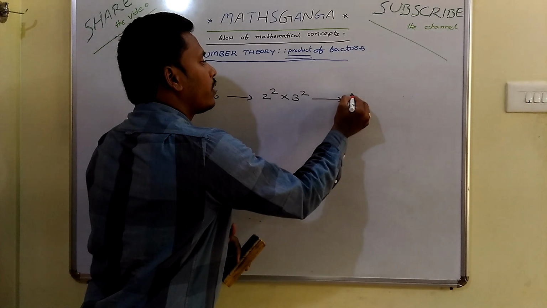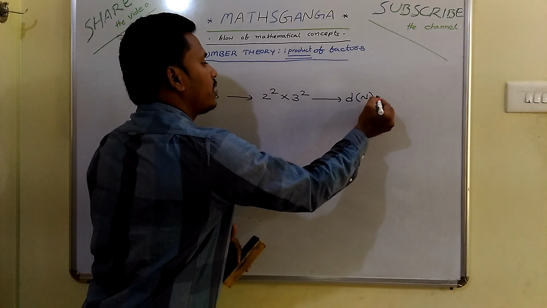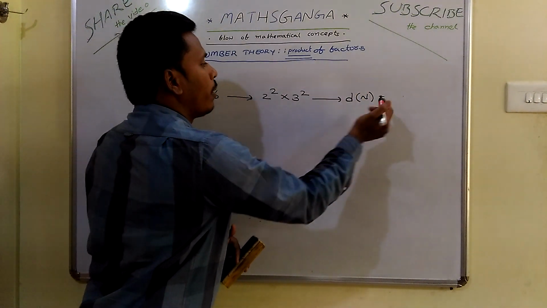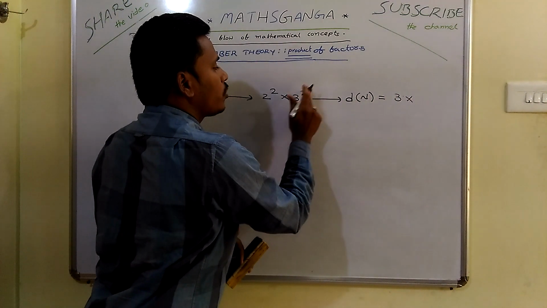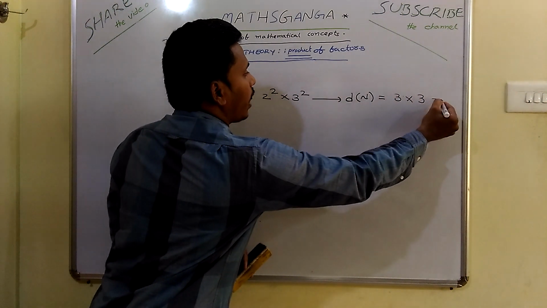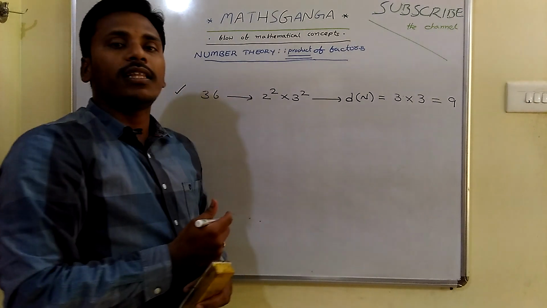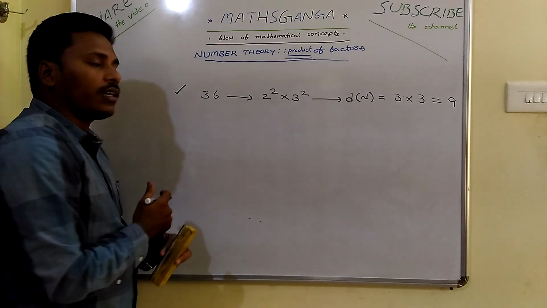And if you count, the number of factors for 36 is nothing but this power 2 plus 1 is 3, this power 2 plus 1 is 3, and the product is 9. So totally there are 9 factors for the number 36.